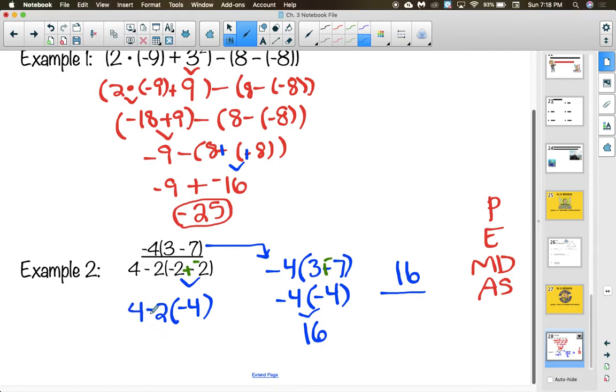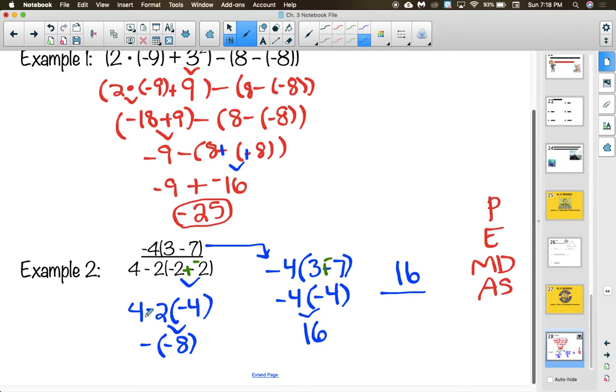Okay, so I've got a subtraction problem and a multiplication problem. I have to multiply before I can subtract. 2 times negative 4 is negative 8. Okay, I am going to put that in parentheses because that's the answer to 2 times negative 4. I have to bring this subtraction sign into my problem here. Okay, that's the part I was worried you were going to miss. I did 2 times negative 4 and I got negative 8.